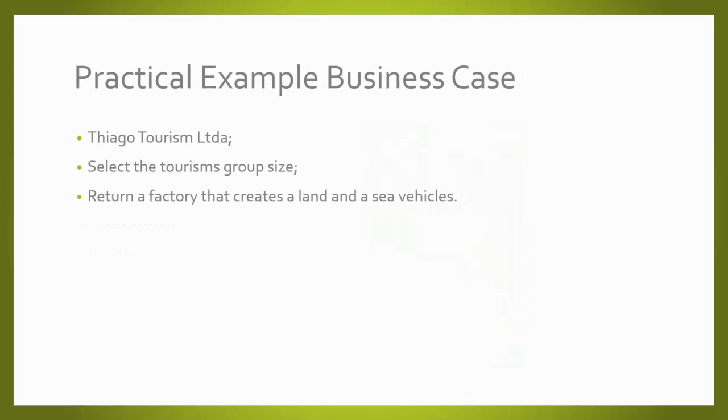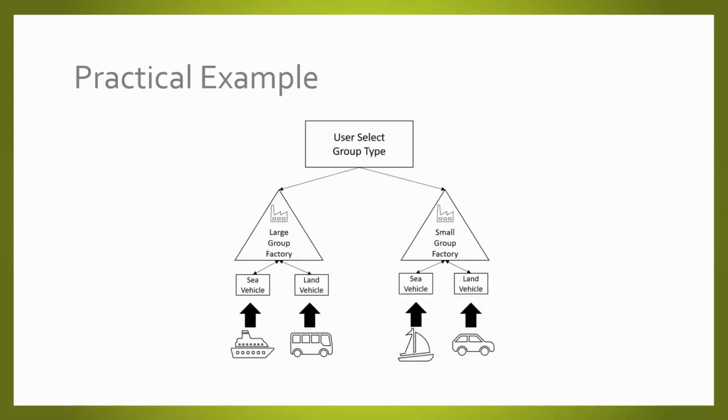This is the business case that we are going to be applying the abstract factory design pattern. It's a very simple but common situation. The client is a tourism company and needs a program that returns a group of vehicles that fits the whole group of passengers for two different surfaces.